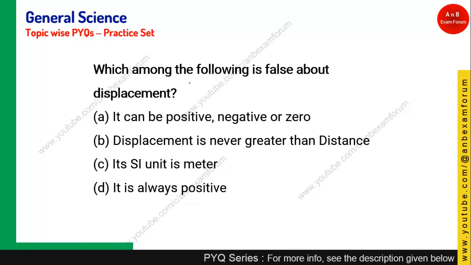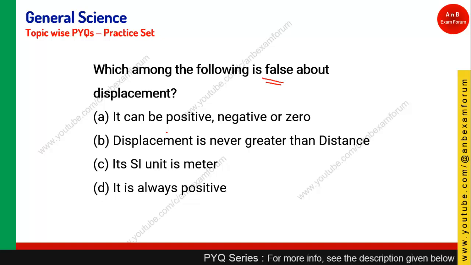Which among the following is false about displacement? Okay, it can be positive, negative or zero. Yes, it is true. Displacement can be positive, negative, zero. The next one, displacement is never greater than distance. It is also true. Distance and displacement can become equal, but displacement is not going to be greater than distance. Okay. And displacement, as you know, it is the shortest distance.